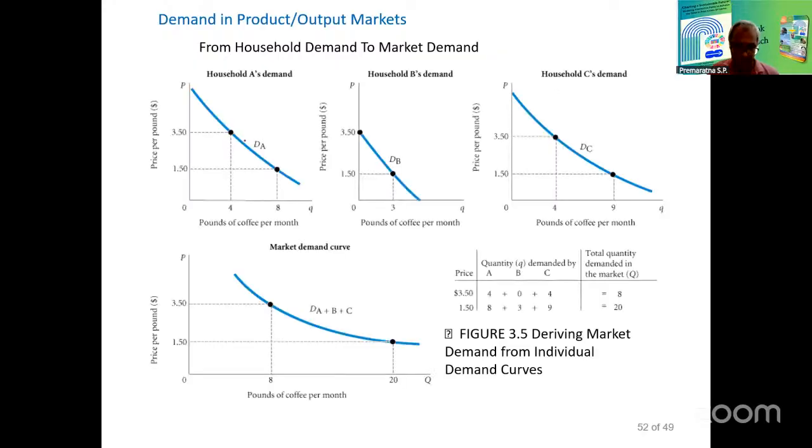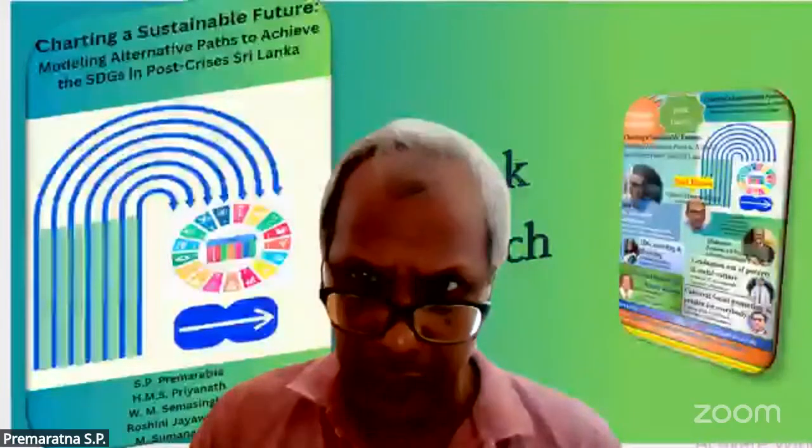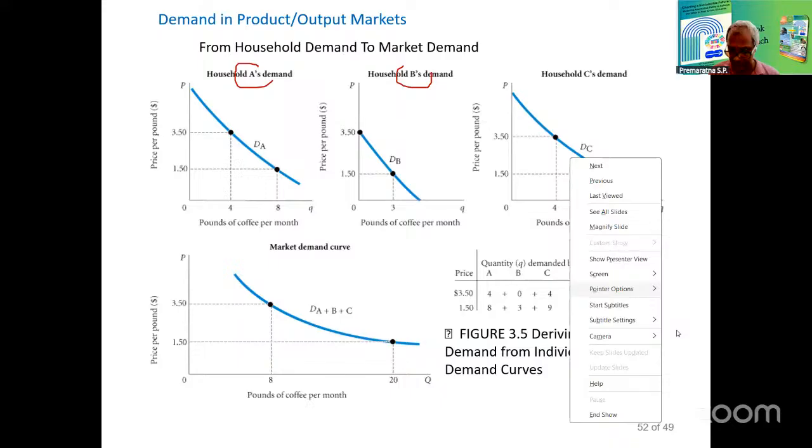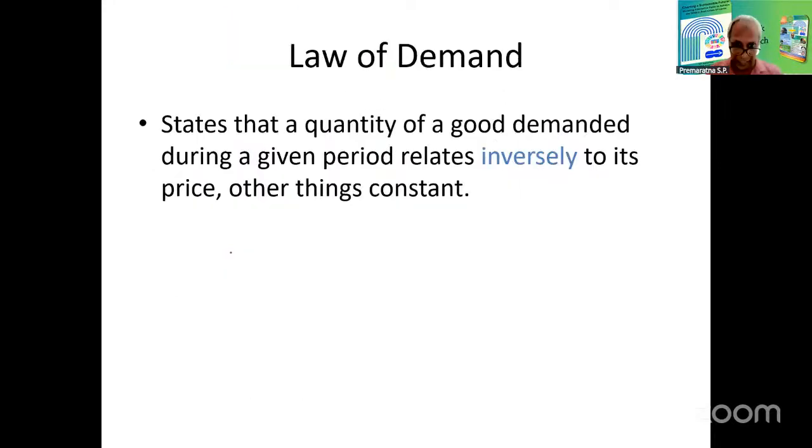Here like this. You see the demand curves for the two individuals, adding these two, you get the market demand at the same price, the market demand curve. So those are the things we discussed. This is the law of demand, another statement: the quantity demanded during the period has an inverse relationship with price, other things remaining constant.